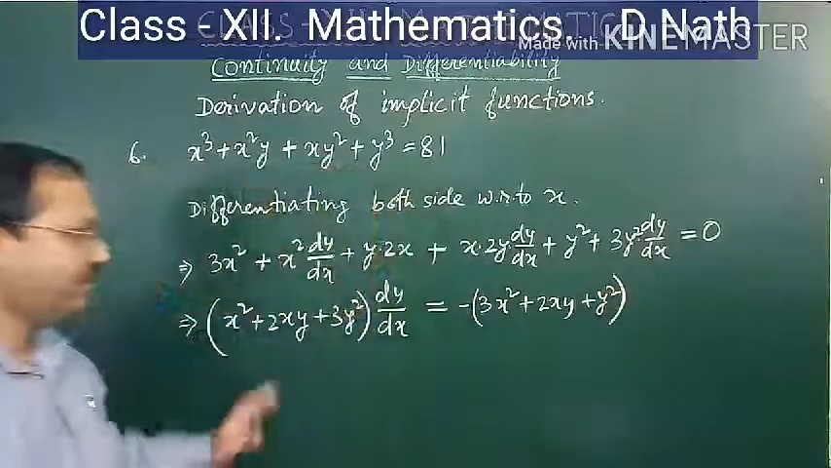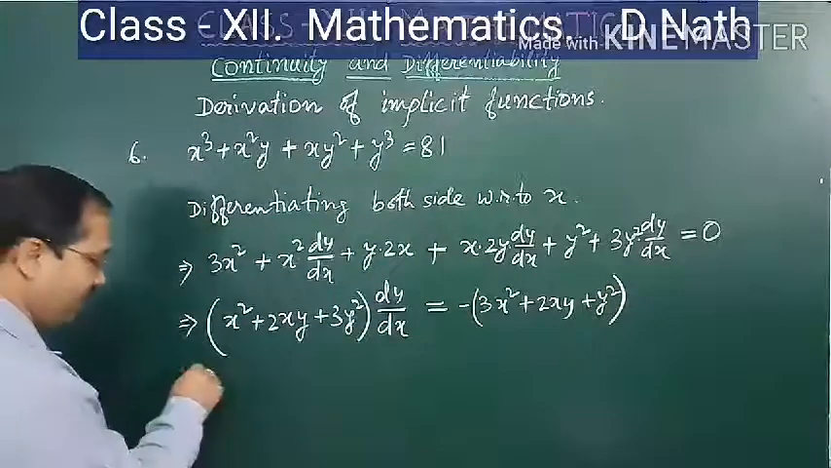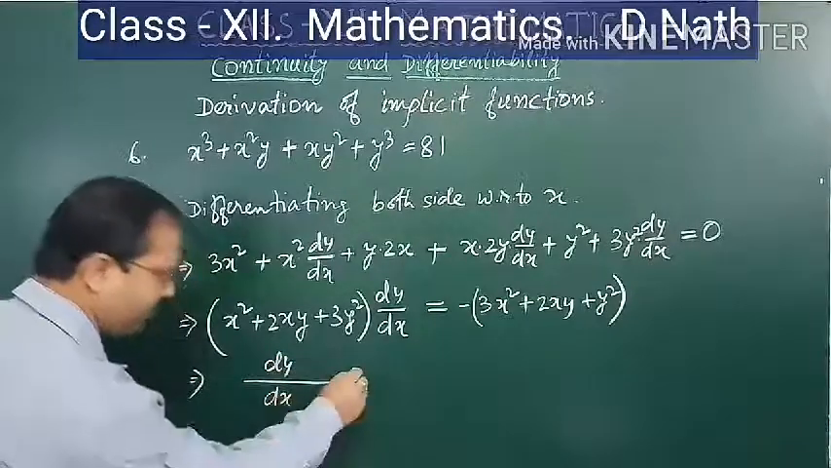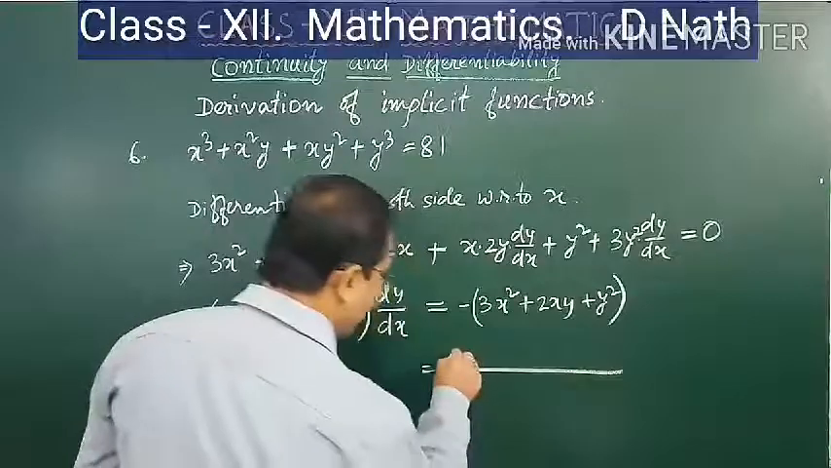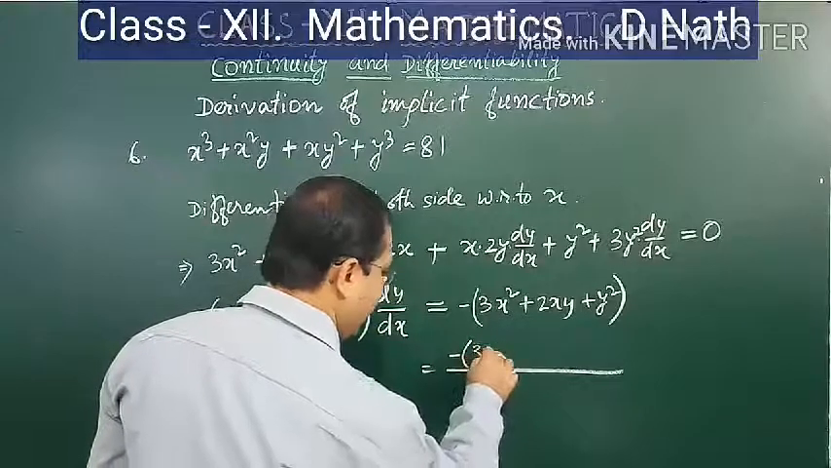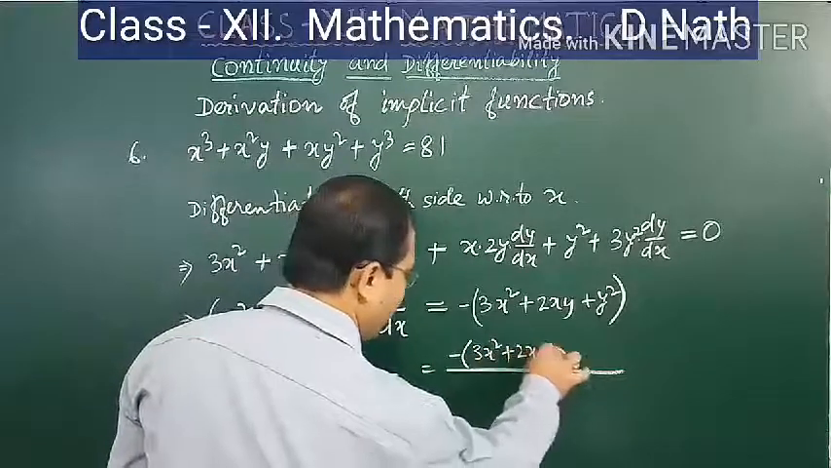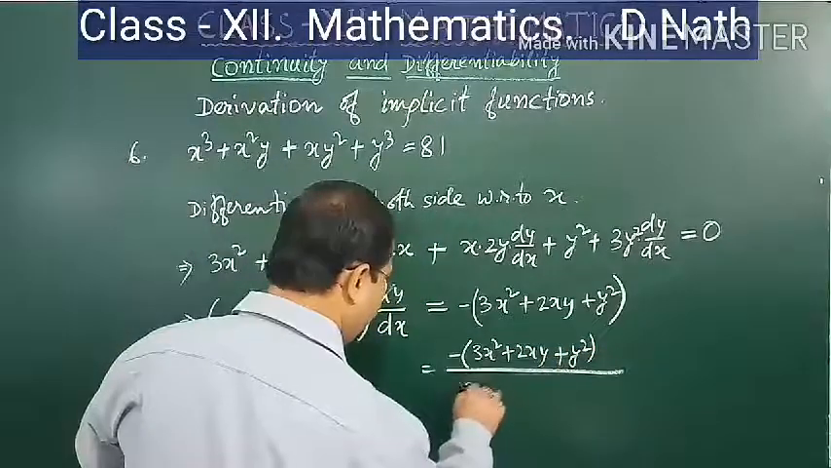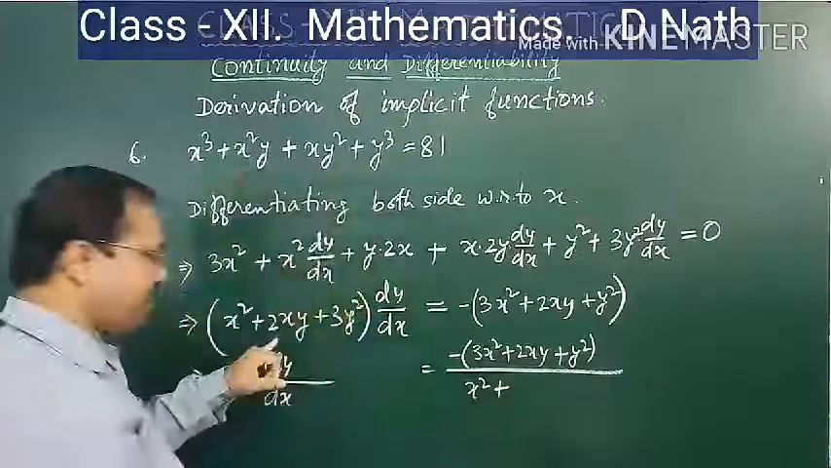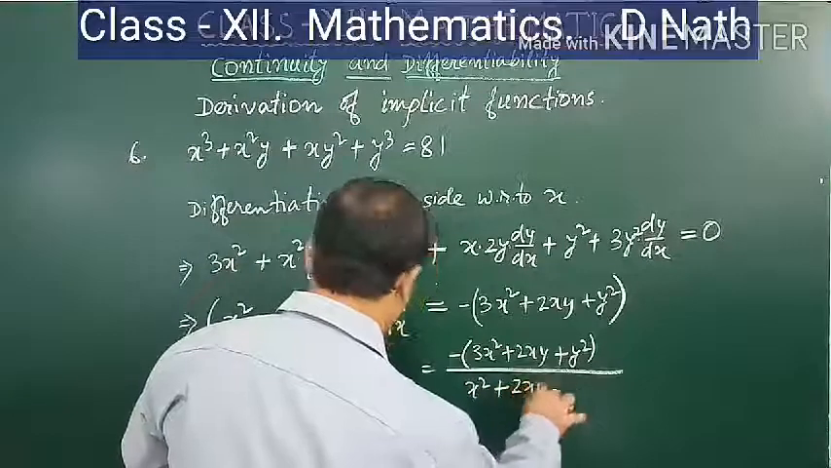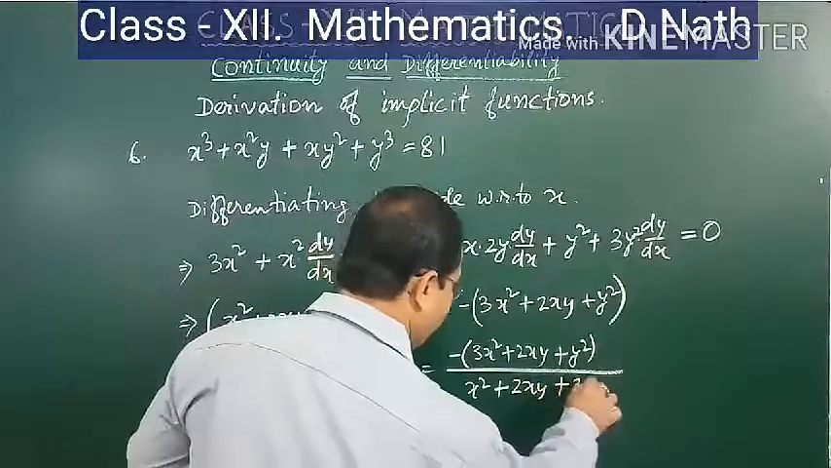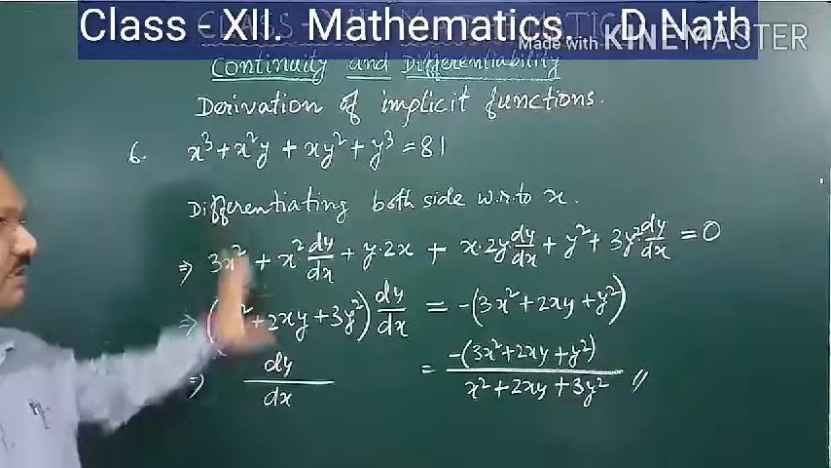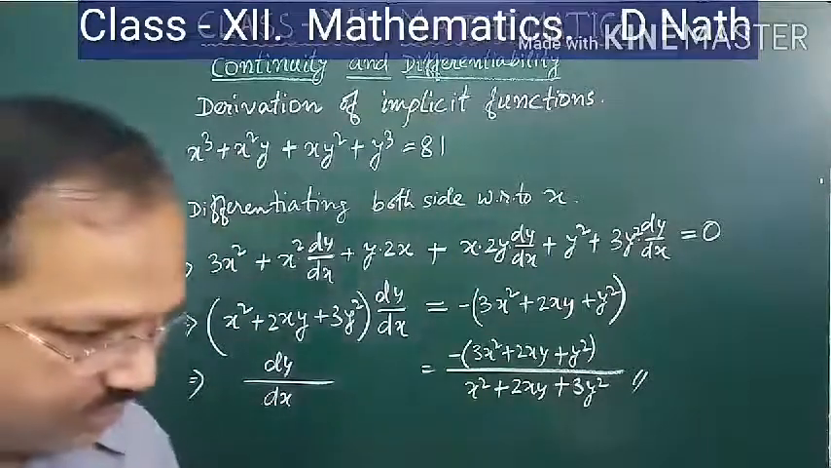Alright, now dy dx we have to find, so we will divide it. So dy dx is equal to minus 3x square plus 2xy plus y square by x square plus 2xy plus 3y square. So this will be the differentiation dy dx. In this way you can find it. Okay, we will proceed to the next one.